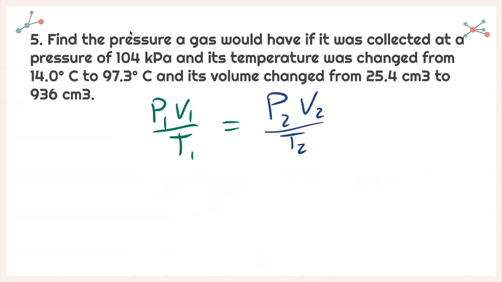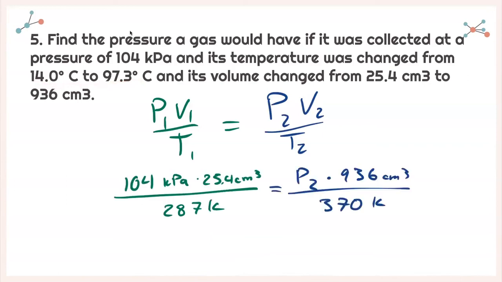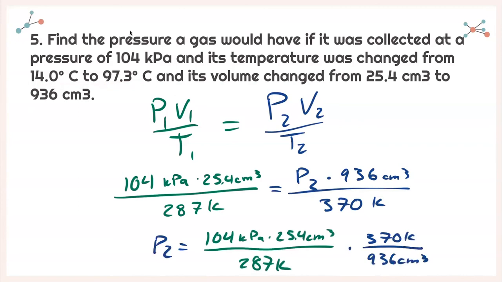P1 times V1 over T1 is equal to P2 times V2 over T2. We are not told we're working at standard temperature and pressure, but instead we're given all of our values. We're given our volumes. We're given our pressure. The only thing to change here is our temperatures. We need to make sure that they are in Kelvin. So plugging all of that in, I see that I need to solve for P2. Isolating P2, and plugging all of that into my calculator, I get a final pressure of 3.64 kilopascals.